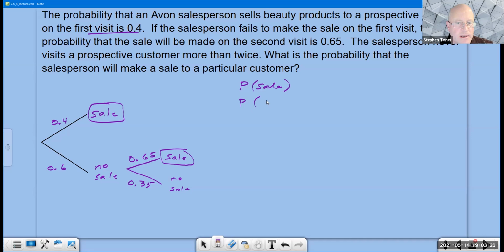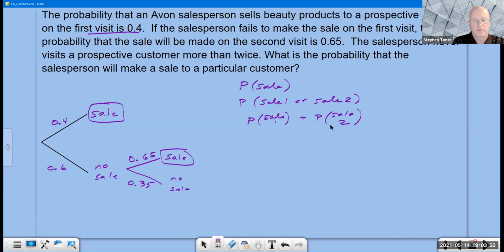That's the probability of a sale on the first attempt, which I'll call sale 1, or a sale on the second attempt. Okay, well, "or" is going to turn into addition. So I've got the probability of a sale on the first attempt plus the probability of a sale on the second attempt. And I know I'm writing this out in longhand, but hopefully it makes sense to you. I'm sure you can skip some steps in here if you wanted to. Now, the probability of a sale on the first event, we know is 0.4 or 40%.